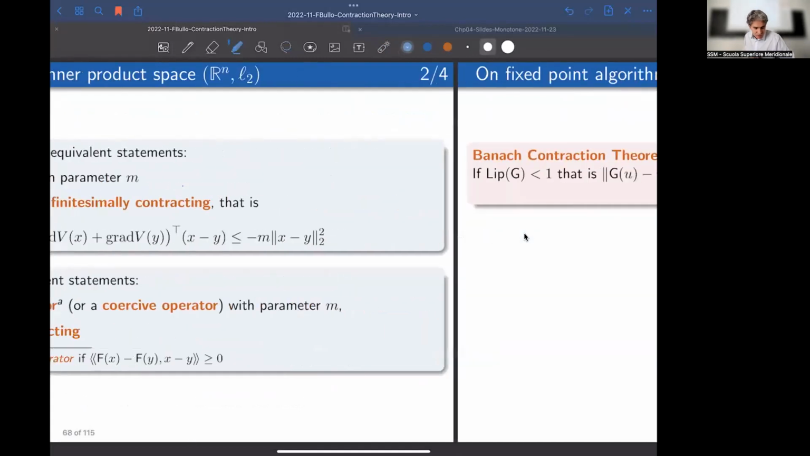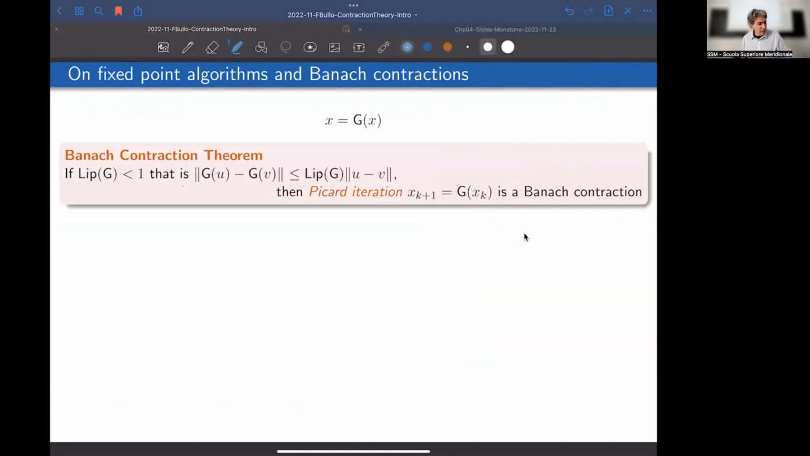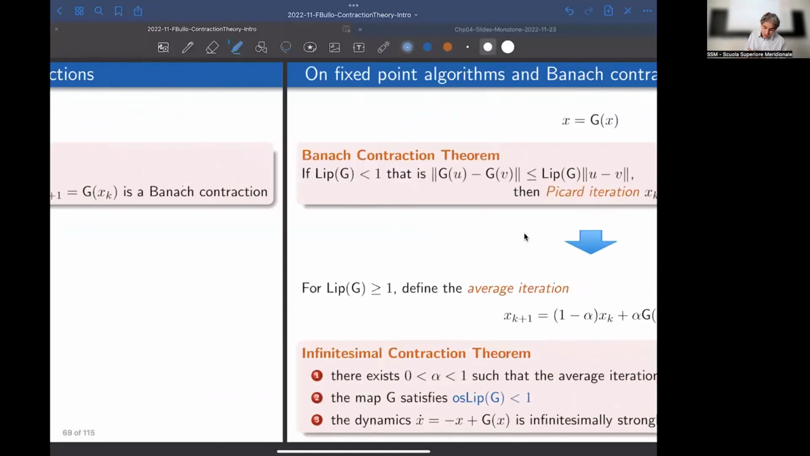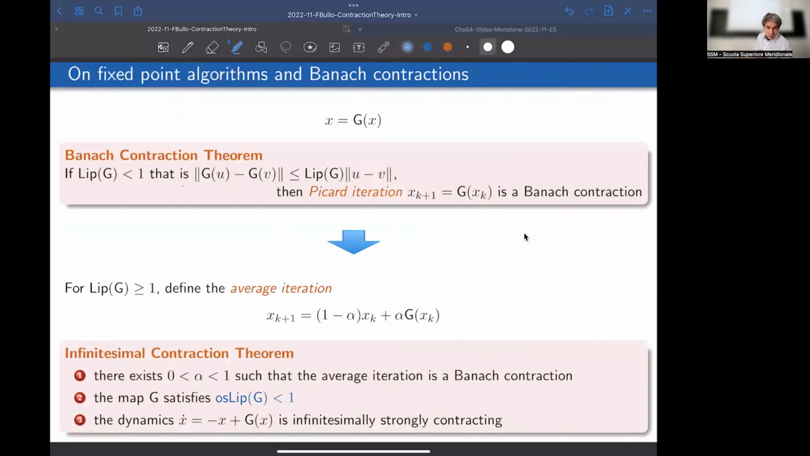I will skip this first slide. So we discussed how the standard Banach contraction theorem is very successful, but that now you know a potentially even more powerful theorem, in the sense that instead of using the Picard iteration, using the average iteration, everything works provided the one-sided Lipschitz constant is less than 1, rather than the Lipschitz constant. And that is, strictly speaking, an improvement, because more maps have one-sided Lipschitz constant less than 1, rather than Lipschitz constant less than 1.